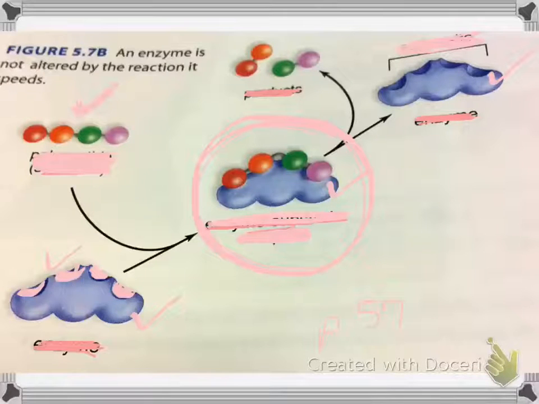Okay, now check out the substrate. First of all, would you agree this is the substrate? Check out the substrate here and here. What do you notice? It does change. Substrates change into products. Enzymes don't change. So in case during the test you're thinking, I'm not sure which one's the enzyme, which one's the substrate, look at the whole picture and figure out who changes and who doesn't. The enzyme does not change. The substrate changes into product.